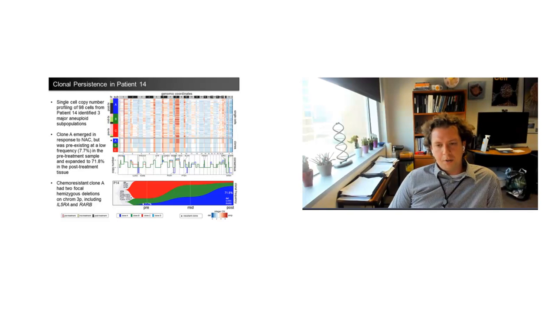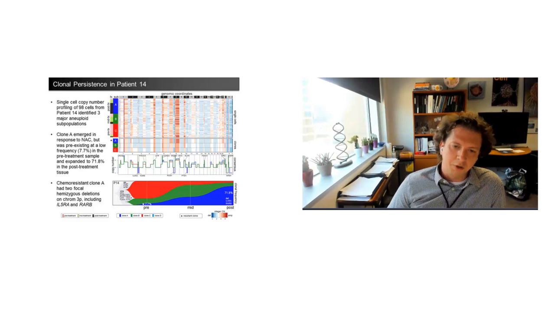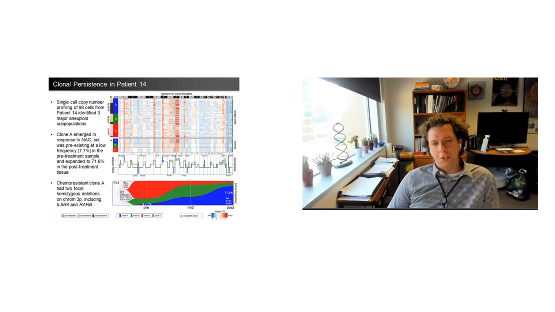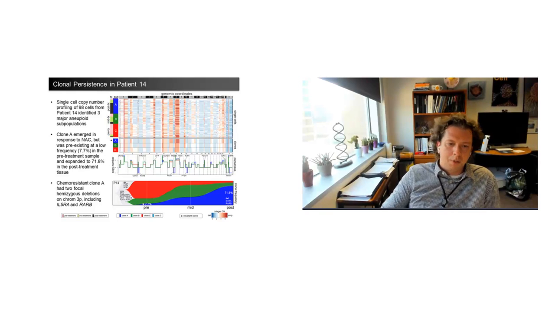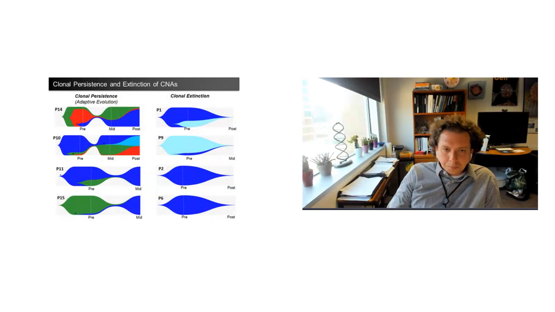And if you compare the genotypes of these 3 clones, you can see that the clone that was resistant had some very specific aberrations, including on chromosome 3p, these 2 deletions of RARB and also of IL5RA. And so we think this is a way we can potentially track and monitor the resistant clones over therapy and understand clonal dynamics as patients are developing resistance.